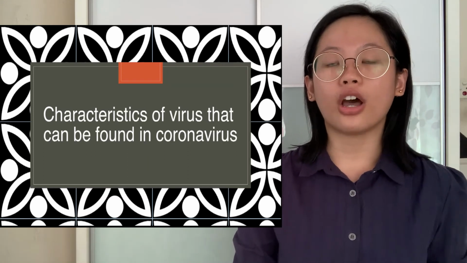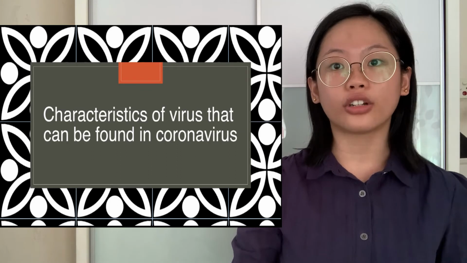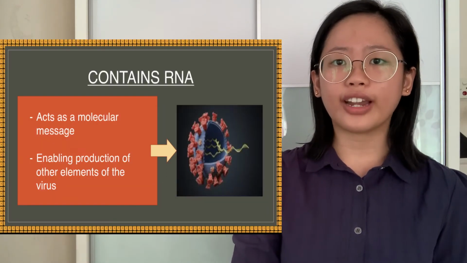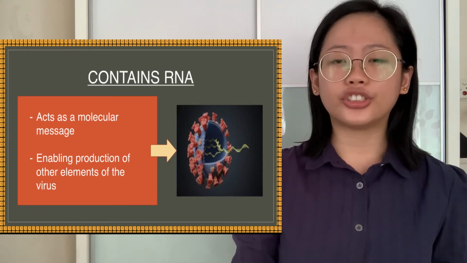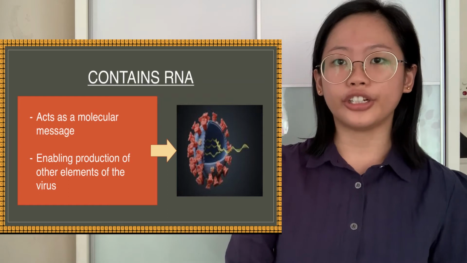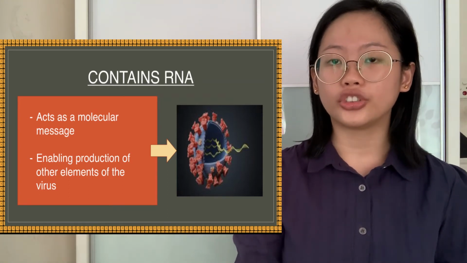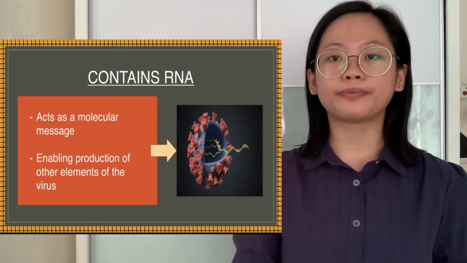So now I will be talking about the characteristics of viruses that can also be found in the coronavirus. The first characteristic is that the coronavirus also contains RNA. RNA is a single-stranded genetic material that acts as a molecular message, enabling the production of other elements for the virus.